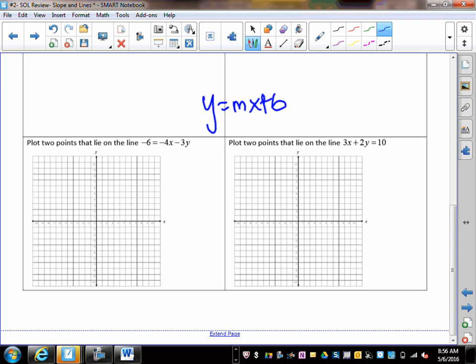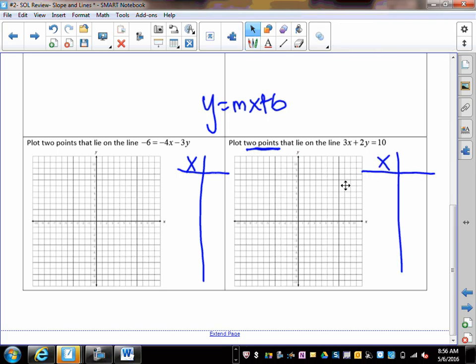Or since it's just asking for two points, you can just pick two x values and plug it in to find your y. For sake of time, I'm not going to continue with this. But I would recommend getting it in this format, y equals mx plus b, and then just plot your y-intercept and use your slope to find another point. Doing the chart, you might end up with a fraction, and that's not as easy to plot. And a lot of times on the SOL, they say plot integer coordinates, which means it has to be a whole number. All right, questions on that?